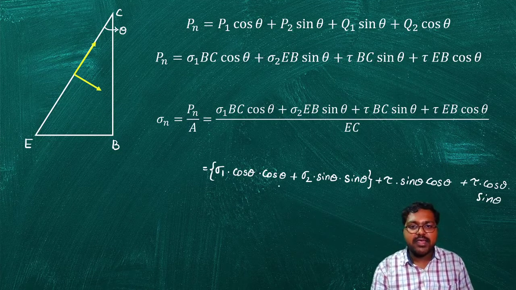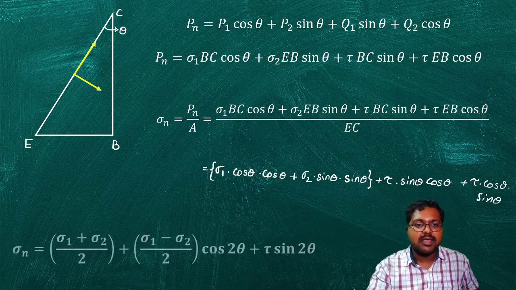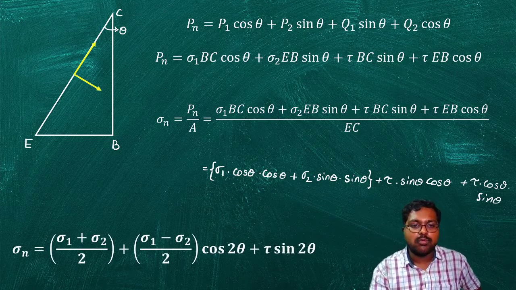So if we simplify according to this case 2 and case 3, which is a body subjected to direct stresses and a body subjected to pure shear, then it is a combination of those two cases. If we simplify this, we will get the value of sigma n as sigma 1 plus sigma 2 by 2 plus sigma 1 minus sigma 2 by 2 cos 2 theta plus tau sin 2 theta, where this sigma 1 plus sigma 2 by 2 plus sigma 1 minus sigma 2 by 2 into cos 2 theta, we get it from this case 2, and tau sin 2 theta we got it from our case 3.